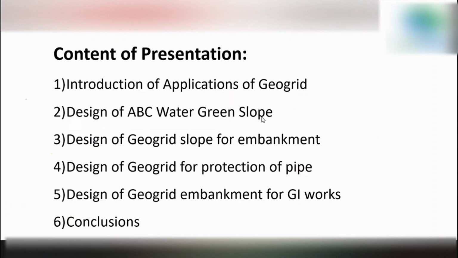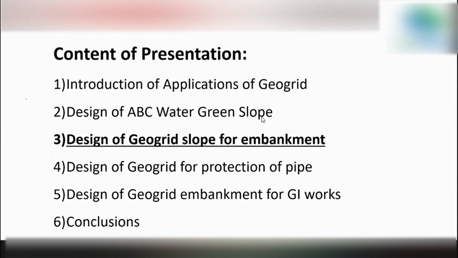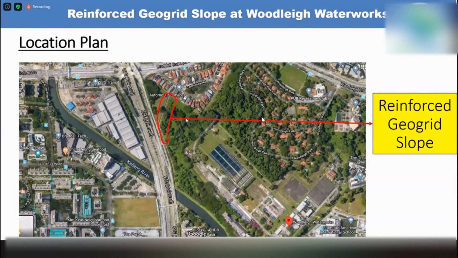Okay, the next one I'm going to show you is the use of a Geogrid for a slope embankment. This is also a PUB project, in the Woodleigh area, where they have a new plant to be built. Because the service road is very close to the highway, a steeper slope needs to be built.